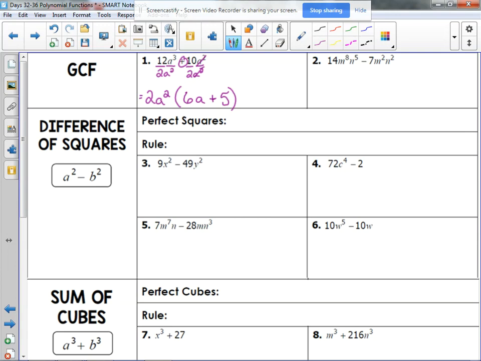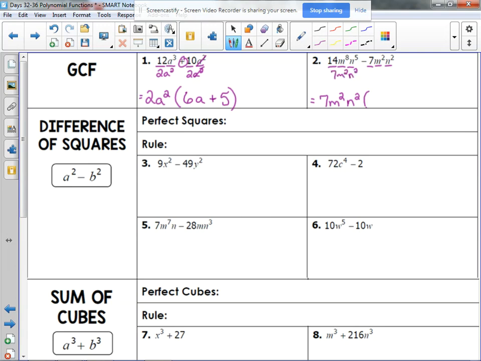Okay, let's look at number 2. 14 and 7. Their greatest common factor is 7. 14 has 8 M's. 7 has 2 M's. So they both have 2 M's in common, M squared. 14 has 5 N's, and 7 has 2 N's, so that's N squared. Okay, 7M squared, N squared is our GCF.